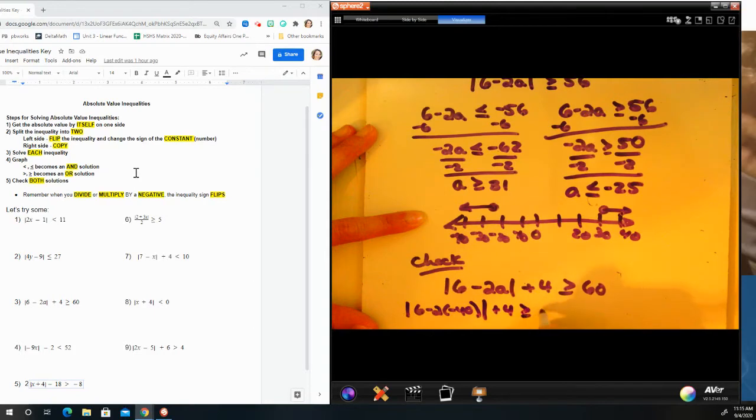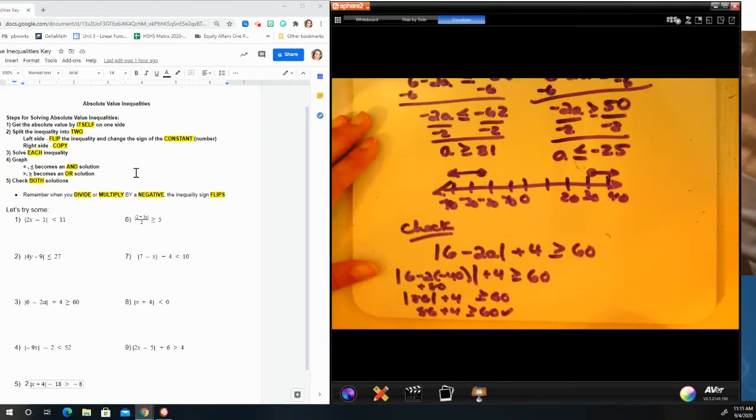And I just want to make sure that that works. So negative 2 times negative 40 is 80. 80 plus 6 would mean the absolute value of 86 plus 4 is greater than or equal to 60. Yes, that's 90. 90 is greater than or equal to 60.